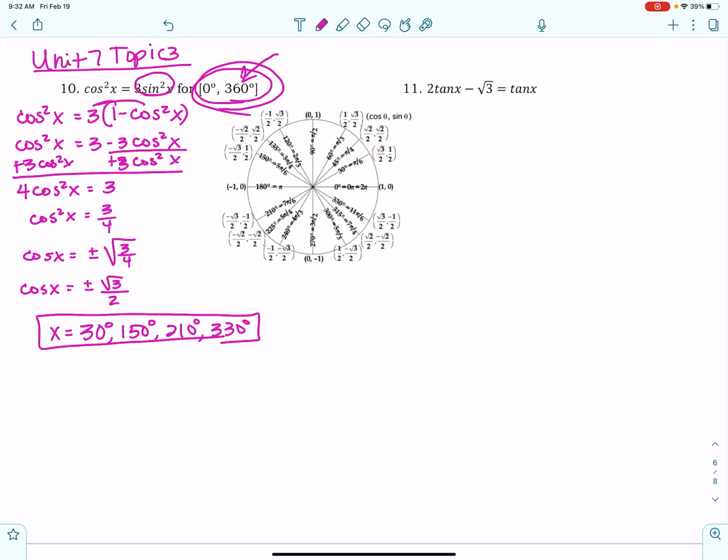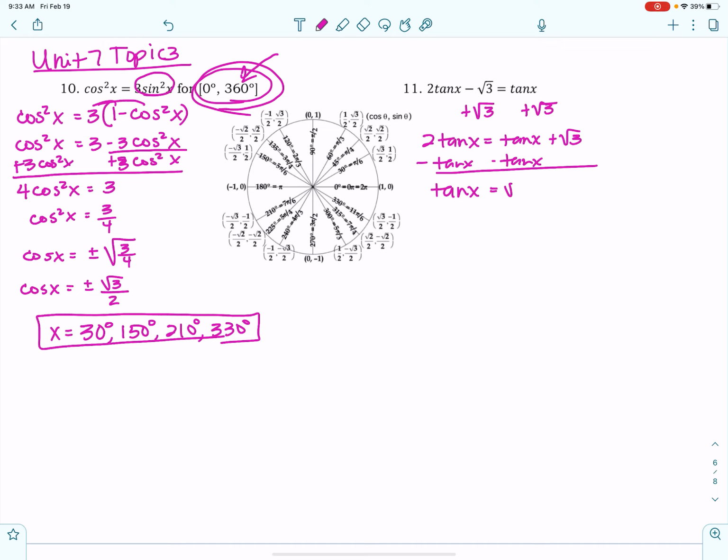Okay, let's look at number 11. Let me erase my unit circle here. Okay, so I've got 2 tangent x minus radical 3 equals tangent x. Remember, I have to get all of my tangents on one side, so I am going to do a little switcheroony here. I'm going to add radical 3 to both sides first. And then I'm going to subtract tangent x. So I end up with 1 tangent x equals positive radical 3. Easy peasy.